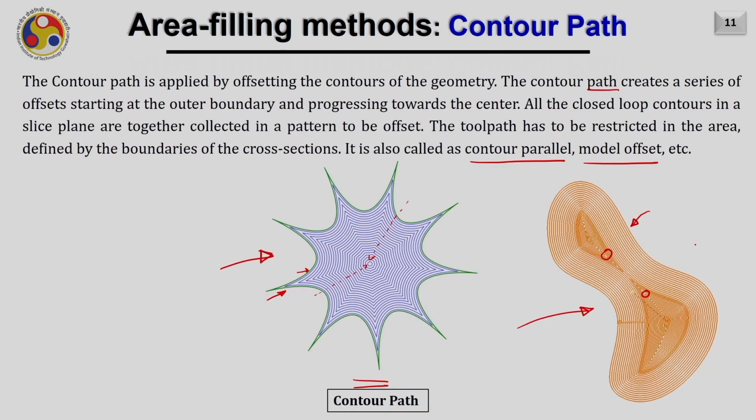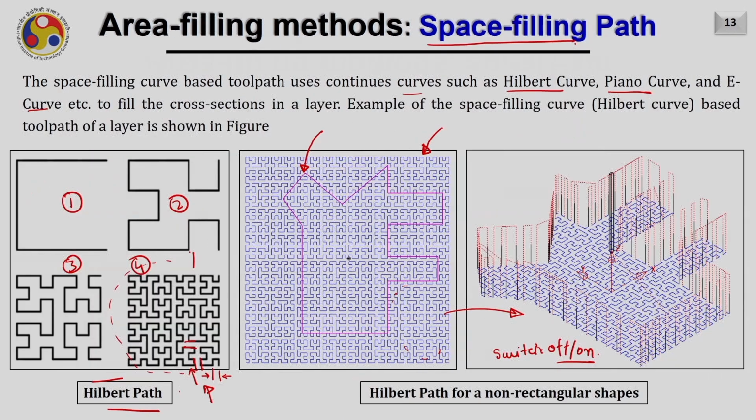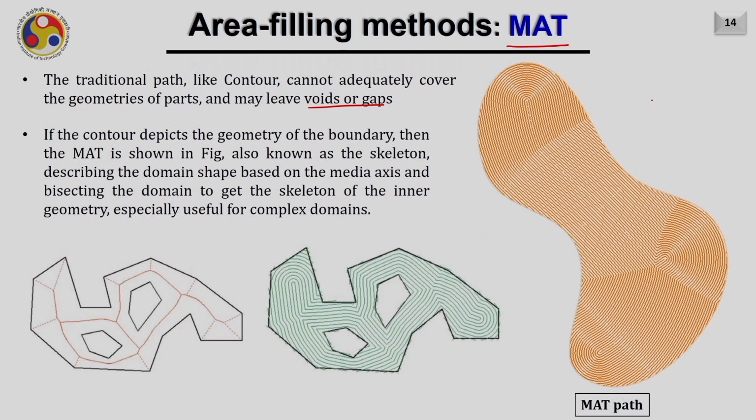As you can see here, we were trying to scan the area inside this particular boundary and we end up having some voids in it if we use the contour parallel path. But if we use the MAT tool path, you can see the deposited tool path is very consistent and the distance between the 2 passes is always constant, equal to the step over value.